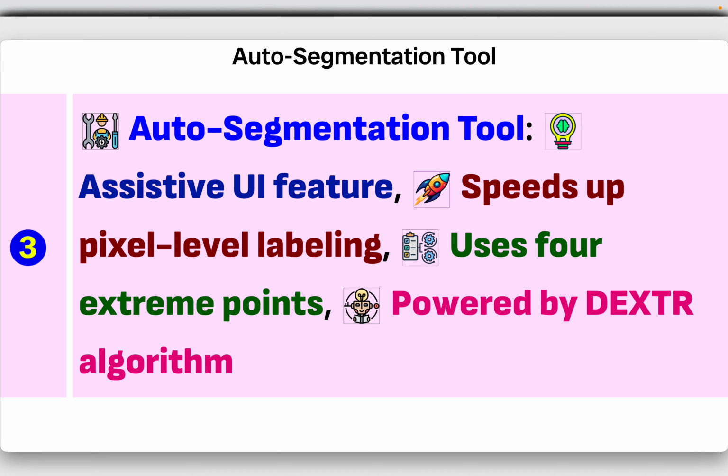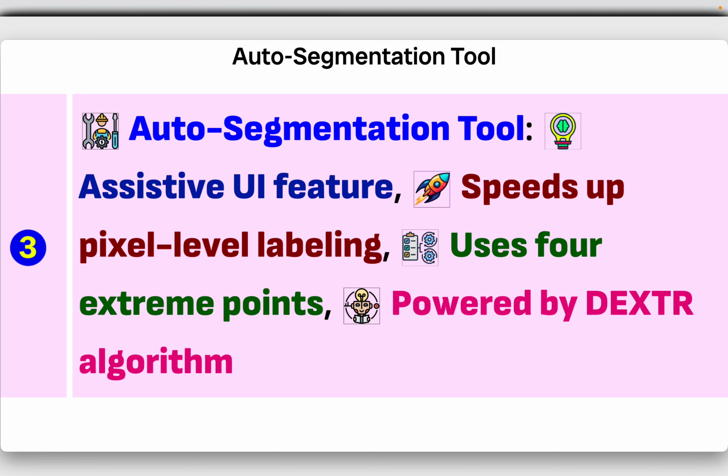Next type is auto segmentation tool. This is an assistive tool built into your worker UI for semantic segmentation tasks. It is designed to speed up the laborious process of pixel level labeling by automating the creation of masks. So this will just help the previous task type, which is the semantic segmentation. So instead of manually drawing a complex polygon or brushing over an object pixel by pixel, the worker simply draws 4 points defining the extreme edges of the object, for example, top, bottom, left and right.